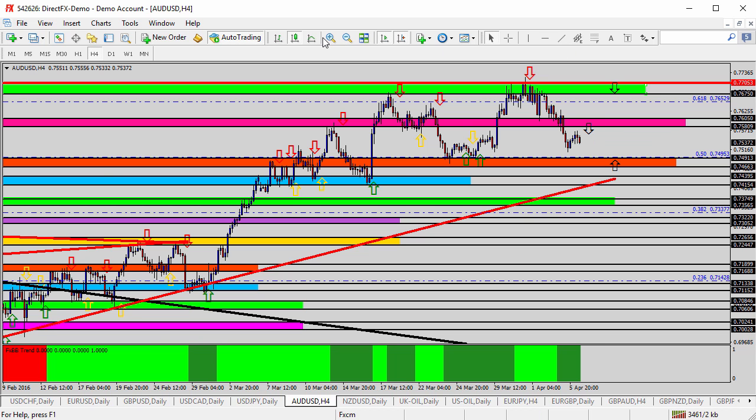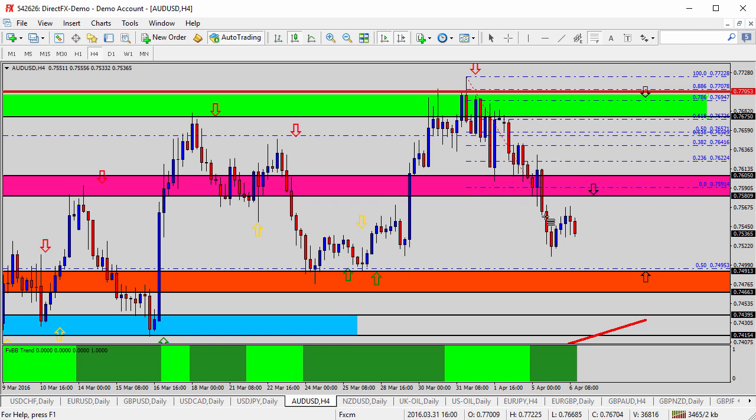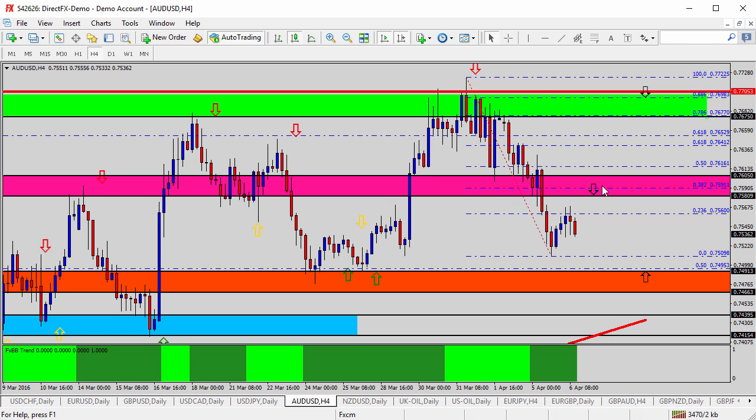Let me zoom it back in here one time. If we do that, we can take some Fibonacci from the highest high down to the current low. The current low puts the 38.2 right smack in the middle of the pink zone as well. That gives us a little bit more information about potential resistance. We've already seen the market holding at the 23.6 fib at 75.60, so it may not make it back up here to the pink zone.